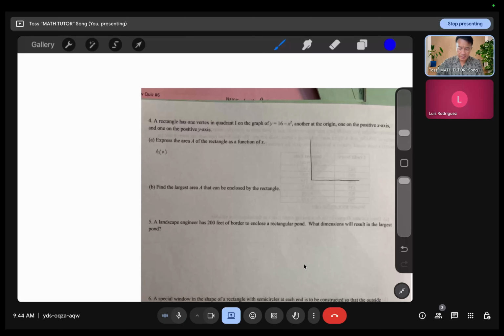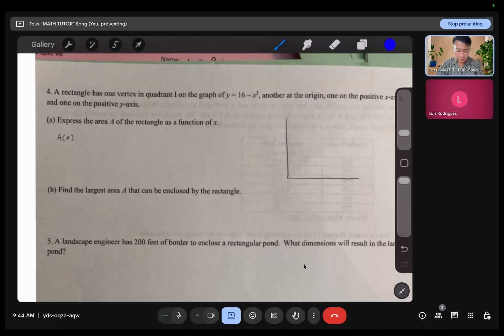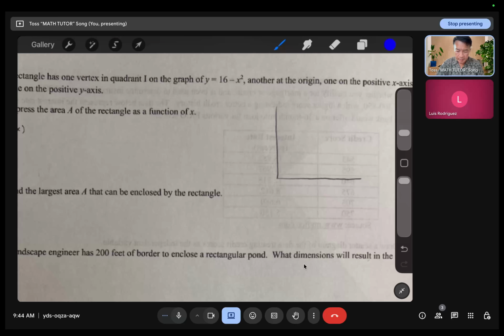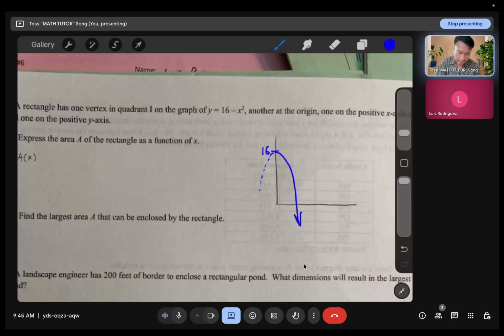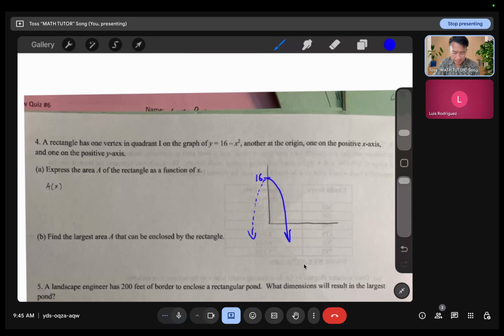A rectangle has one vertex in quadrant 1 on the graph of 16. I'm going to sketch that quickly. I hope you remember, it's basically the parent function that's concave down but shifted up 16. So it looks something like that, and you have one on the other side, but you don't need to worry about it because you're only looking at the first quadrant.